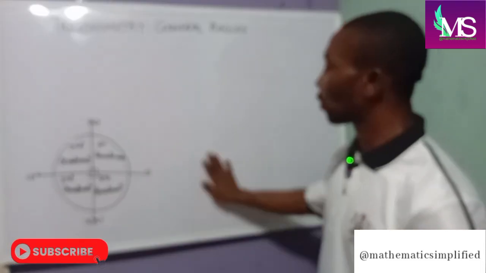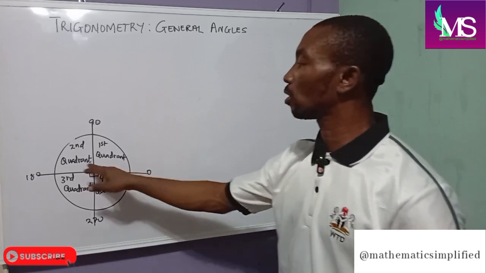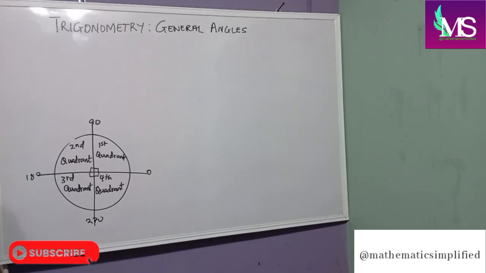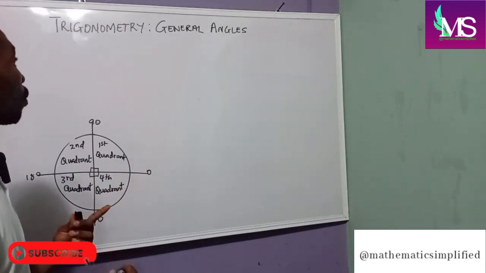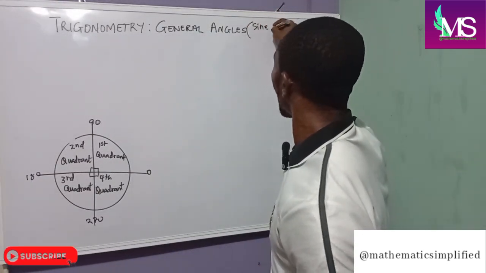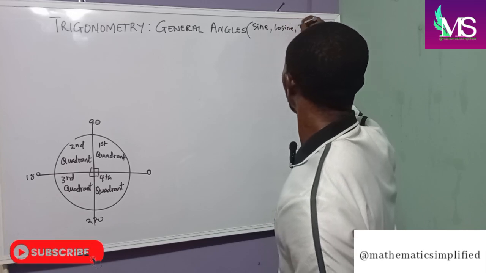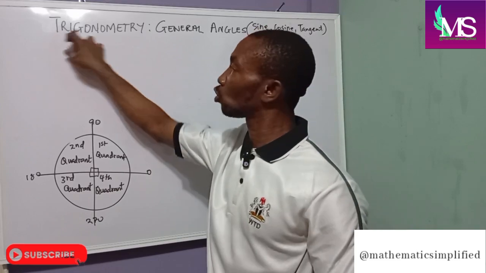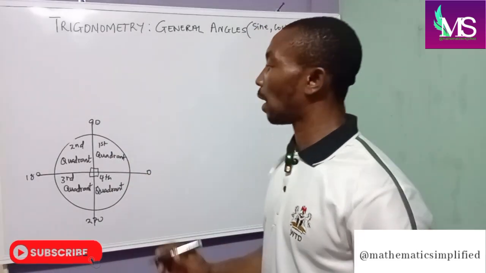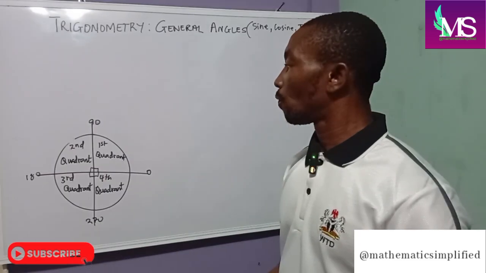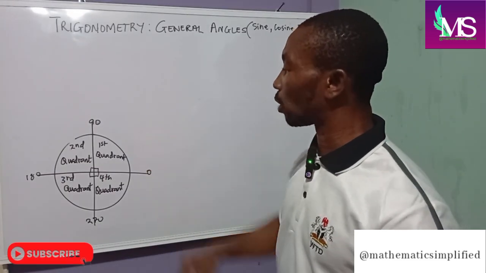Alright, now for us to calculate our acute angles for each quadrant, bearing in mind that the major points of trigonometry are sine, cosine, and tangent. Now, these three form trigonometry.